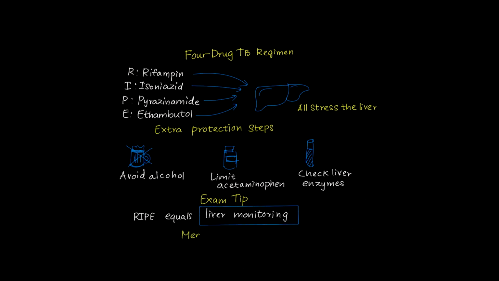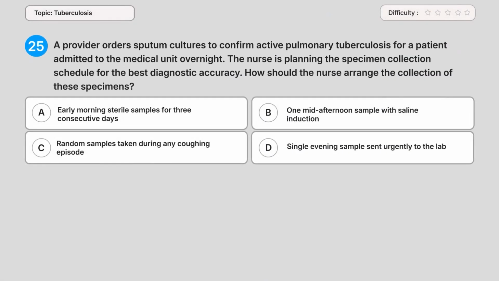Here's a D444 OA exam tip for you. RIPE equals liver monitoring. Memory hook: RIPE drugs ripen the liver. Watch enzymes.